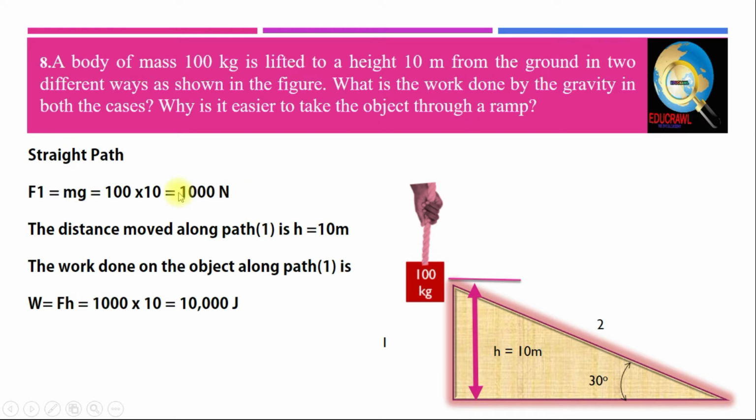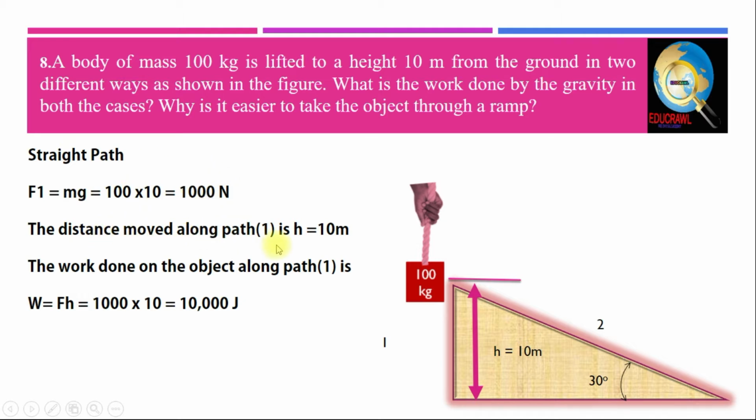So first we will find how much force is needed for lifting the object in path 1 and what is the work done in path 1. Then we will move on to path 2. So in path 1 we can easily find the force as F1 is equal to, here the force acting on the object is only the gravitational force, which is given by mg. So m is 100, into g value is 10. So here the total force acting on the object is 1000 Newton.